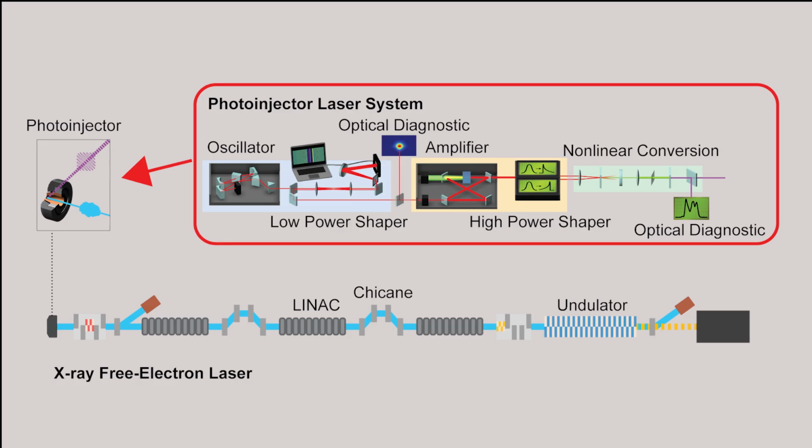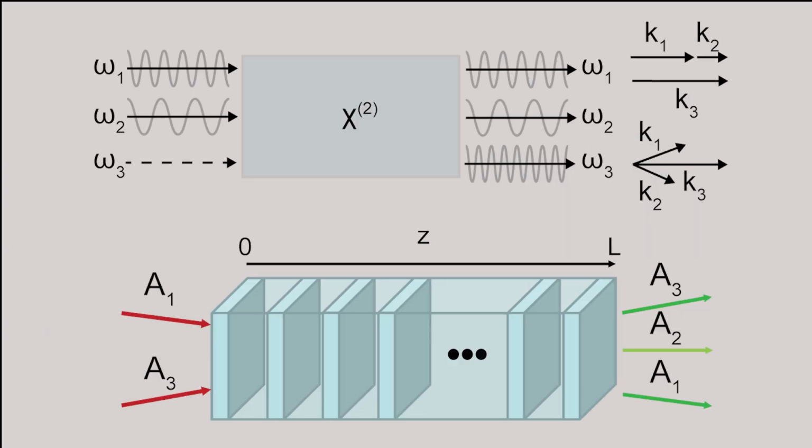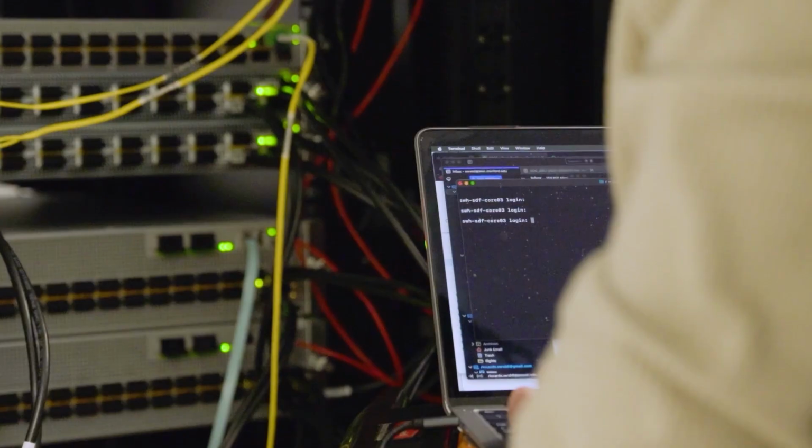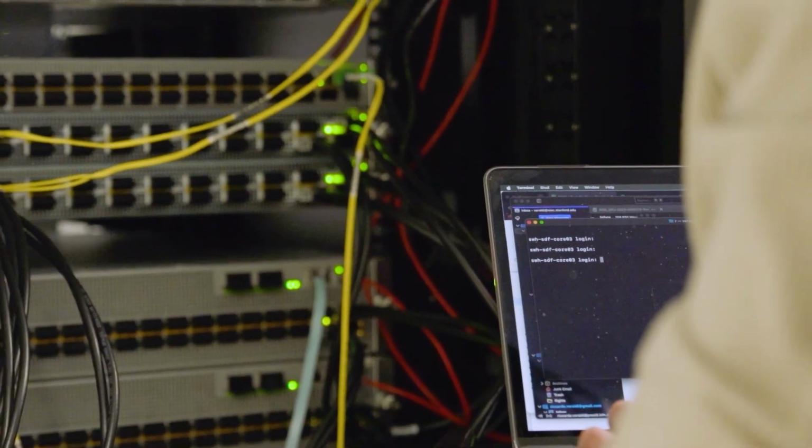These systems rely on a cascade of nonlinear processes to produce shaped ultraviolet pulses, including second-order processes like noncollinear sum-frequency generation. Accurately simulating this nonlinear frequency conversion in the full laser system can be computationally expensive, a bottleneck that grows more critical as facilities push toward autonomous operation and digital twin development.